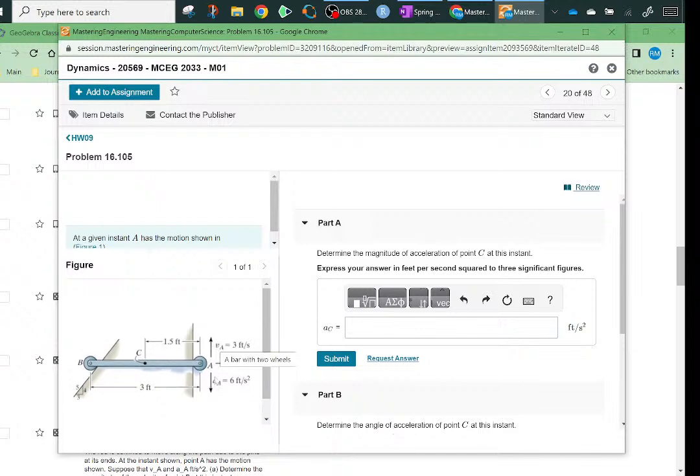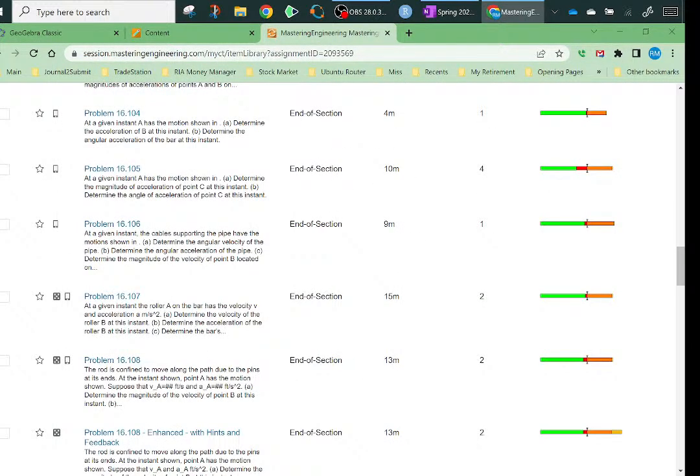Because it has a velocity, it has acceleration. It's one single link. And how do I do that? Okay, let me think about it. What was it? It was that one, wasn't it? There.